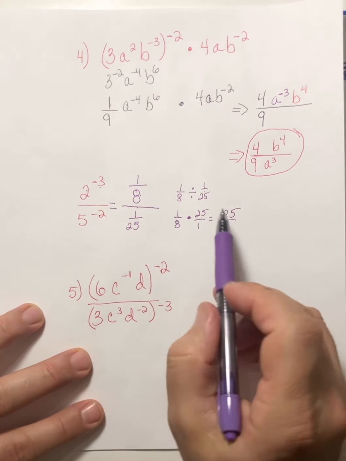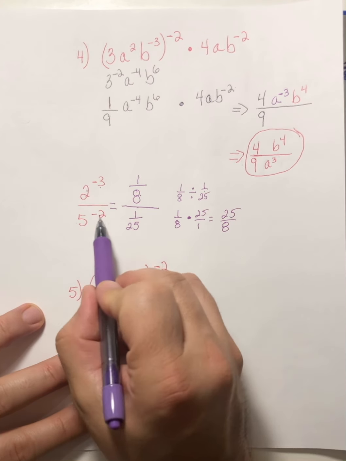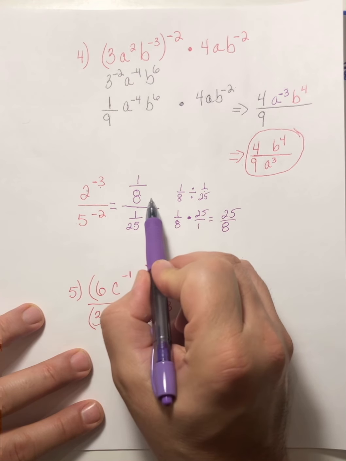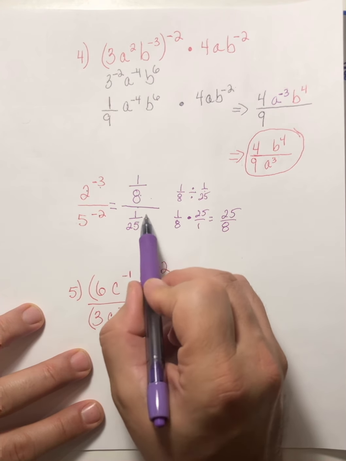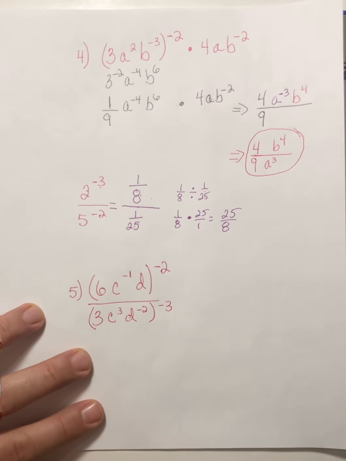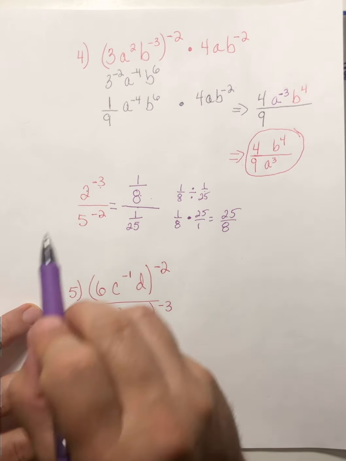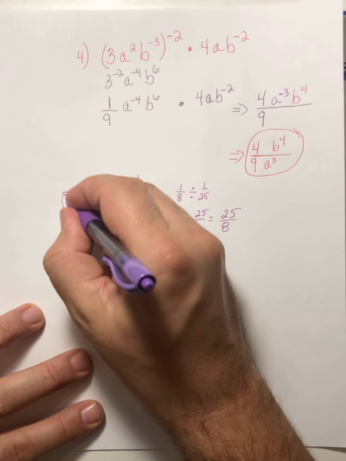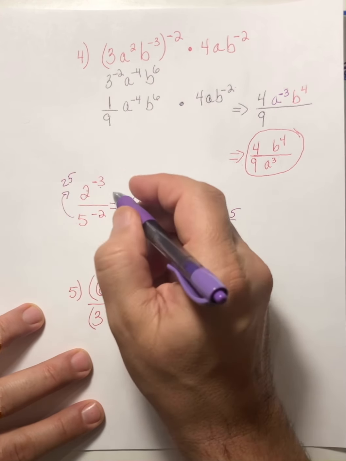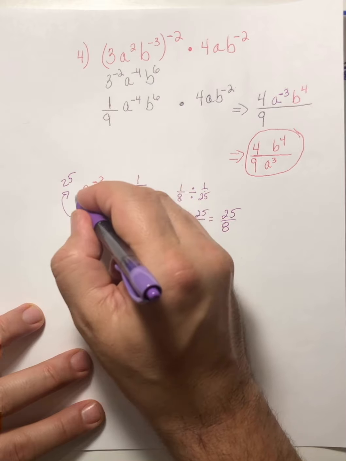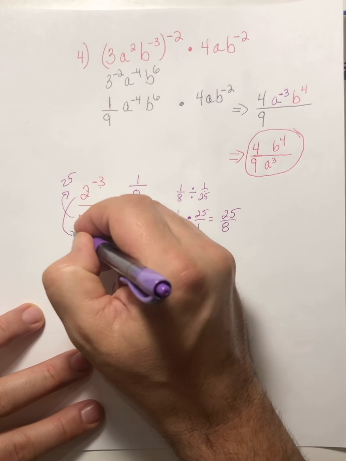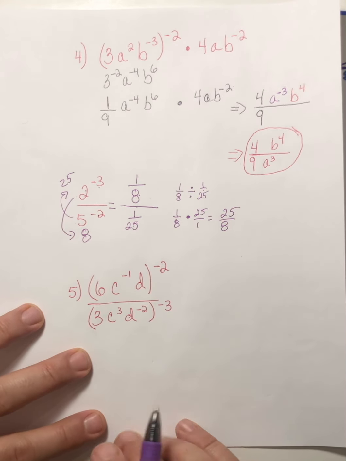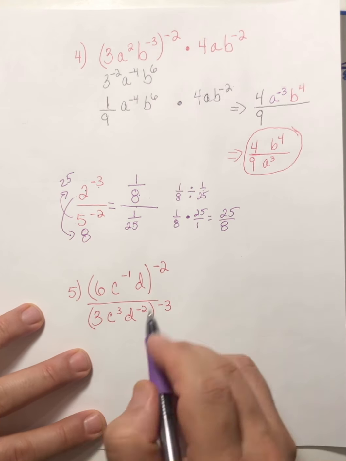Now look at that. So this 1 over 25 just becomes a big giant 25 on top, and this 1/8 just becomes a big giant 8 on the bottom. So 5 to the negative second goes to the top as a 25, and then 2 to the negative third went to the bottom as a big giant 8. So we had 25 over 8. So let's see if we can do that down here.